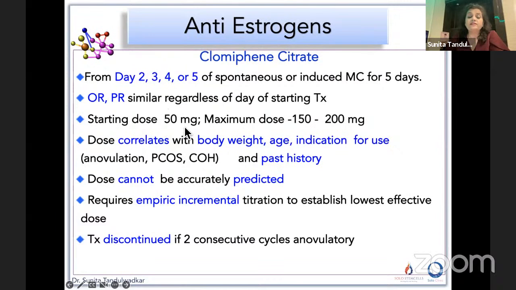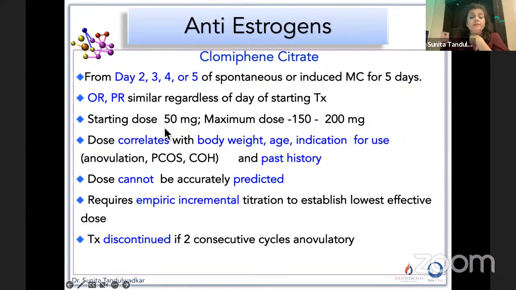Usually you make a starting dose of 50 milligram, because people have seen, and we all have seen, OHSS even with the 50 milligram dose. So the first cycle always starts with 50 milligram, and then you can increase. Though the book says 150 to 200, believe me, I have never used more than 100 in my life.